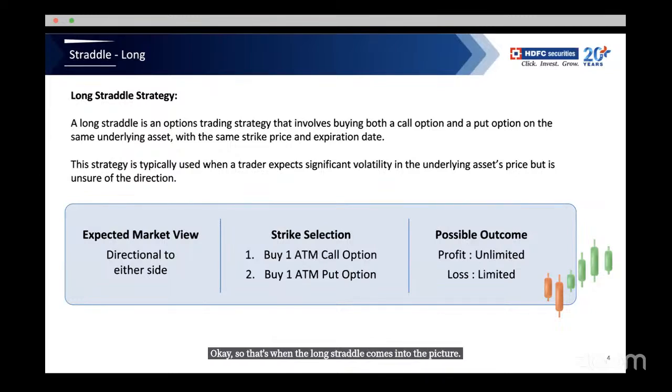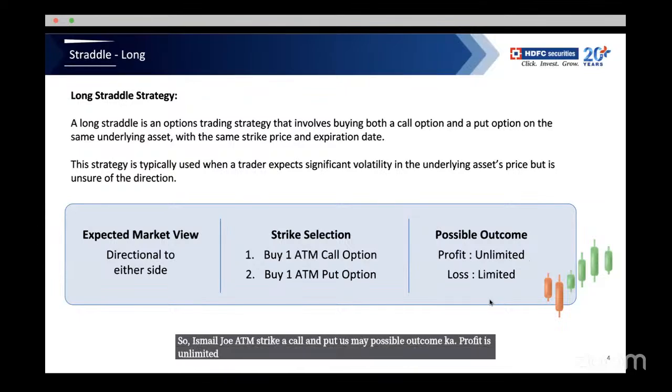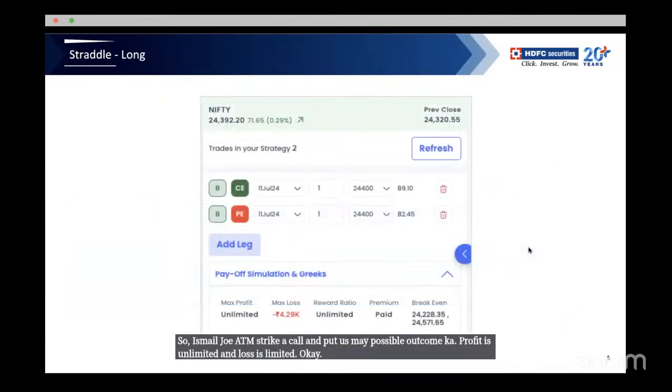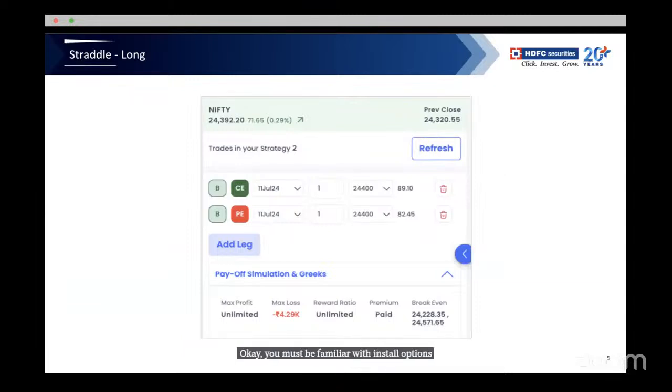You do not know the direction, so in this we buy both the ATM strike call and put. Now what is the possible outcome here? Profit is unlimited and loss is limited. Okay, why so, let's see that. So this is, let's take an example. How do we create it? This is a screenshot I've taken from Insta options that we have. Okay, you must be familiar with Insta options. If not, I'll also show you that platform.